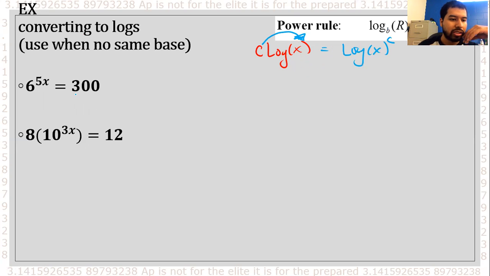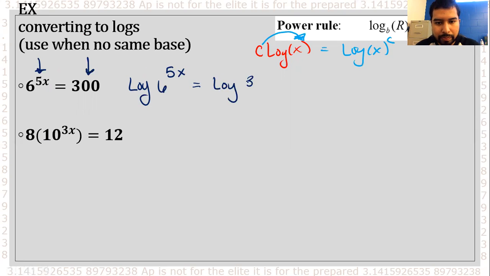Okay, so let's do 5^x equals 300, and let's pretend we tried really hard to find the same base, but we couldn't do it. So what we're going to do is introduce logs on both sides. So I'm going to say log of the left-hand side, all of the left-hand side, so 5^x, is equal to log of the right-hand side, which was 300.